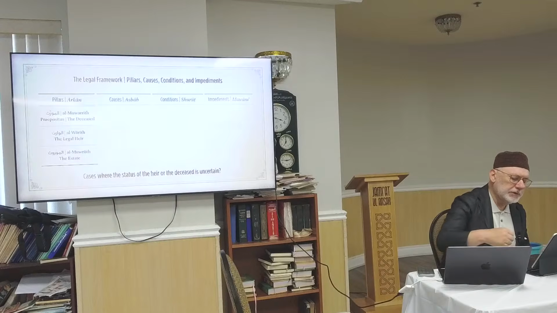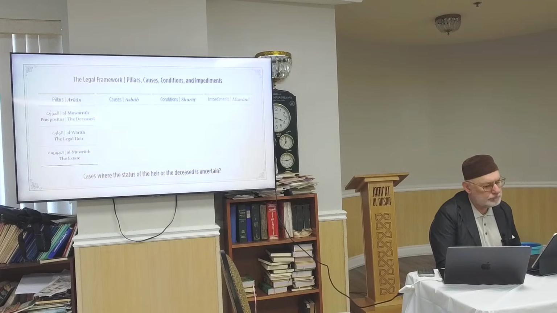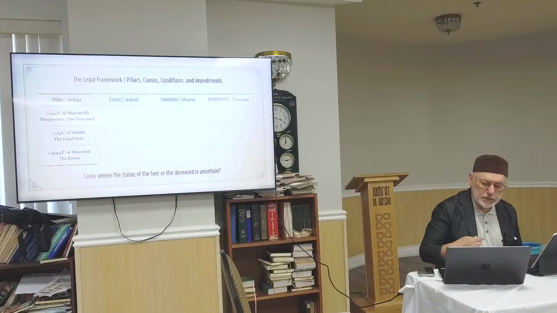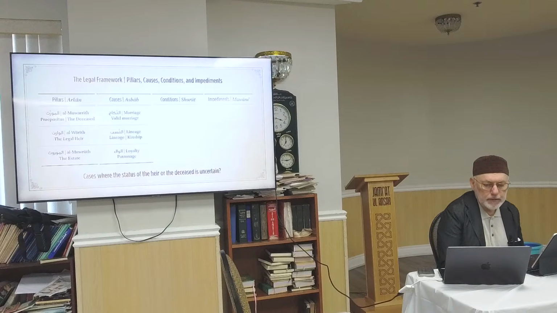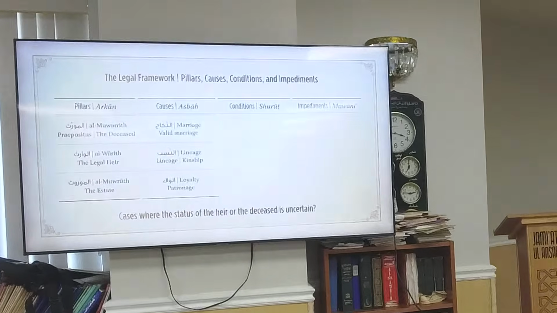So we have the pillars and the conditions. The pillars, as we mentioned, are the internal components of inheritance. You need to have the deceased, the heir, and the estate. The conditions are external prerequisites. And we have causes. Who can inherit, basically? The cause is who can inherit.